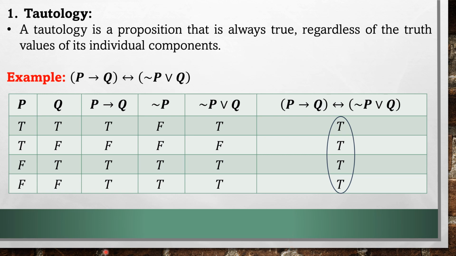Alright? So, now, let's proceed sa ating pangalawang example. Alright. So, let's have this. Second truth value. So, we have here the contradiction.